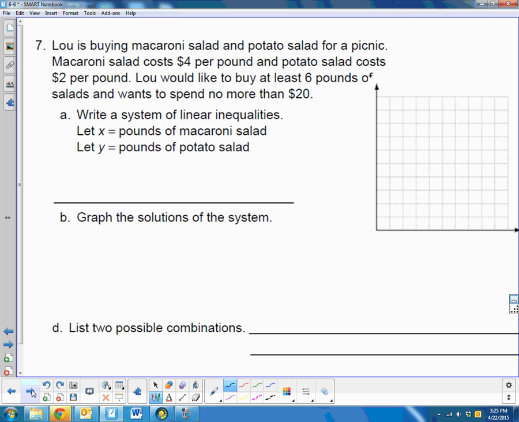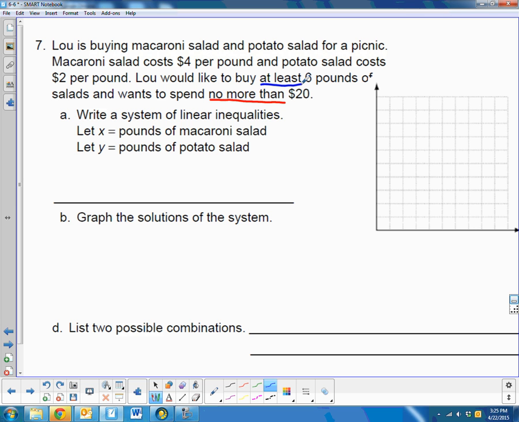Oh, awesome. Let's look at Lou. Lou is buying a macaroni salad and potato salad for a picnic. Macaroni salad costs $4 a pound, and potato salad costs $2 a pound. Lou would like to buy at least 6 pounds of salads and wants to spend no more than $20. So here are our inequalities. No more than, at least. We've got our inequality signs.